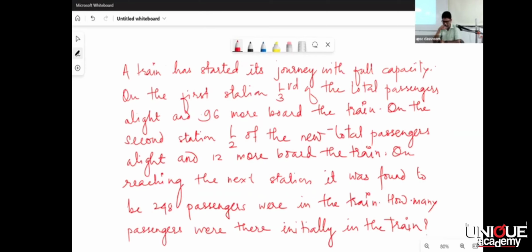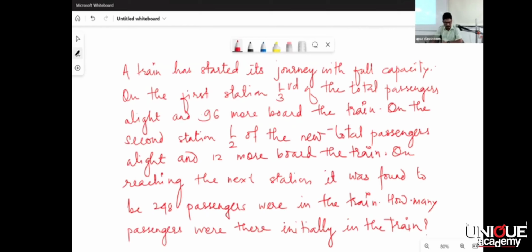On the first station, after departure, on the first station, 1/3 of the total passengers alight, means dropped down, and 96 more board the train.